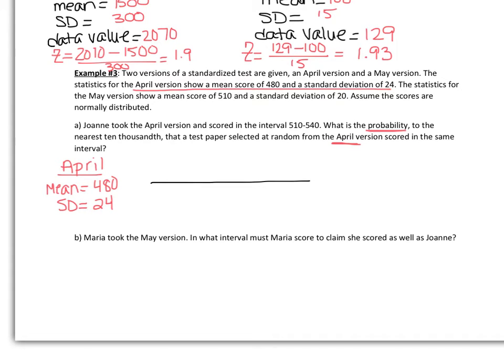So let's just draw a picture so we have an idea of what's going on. Here's my normal curve. In the middle is my x bar, or my mean, and in this case it's 480. And where would 510 lie? 510 would be a little bit higher, I don't know exactly where, and then 540 would be even higher. So I'm going to put 510 here and 540 here. So I want to know the area between these two data values.